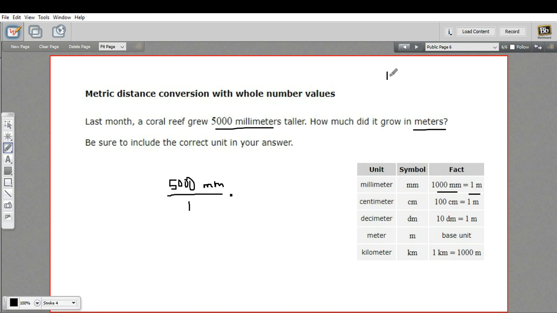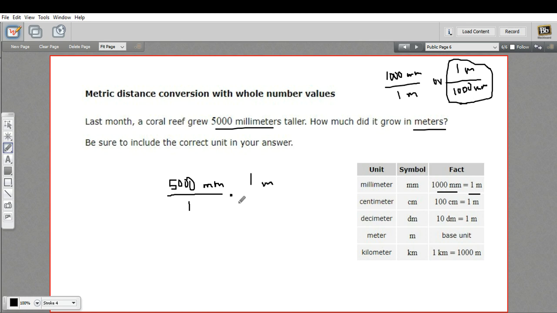And you can set it up as 1,000 millimeters over 1 meter, or 1 meter over 1,000 millimeters. You may need one ratio one time and the other ratio the other time. How do you know which one of these you need? Well, if you have millimeters on the top, you want millimeters to be on the bottom in your conversion ratio. So I'm going to choose this one.